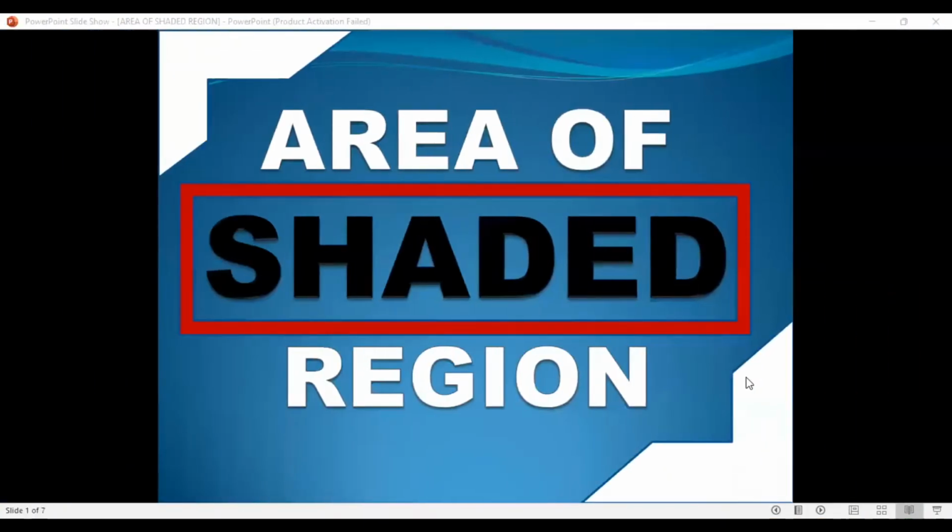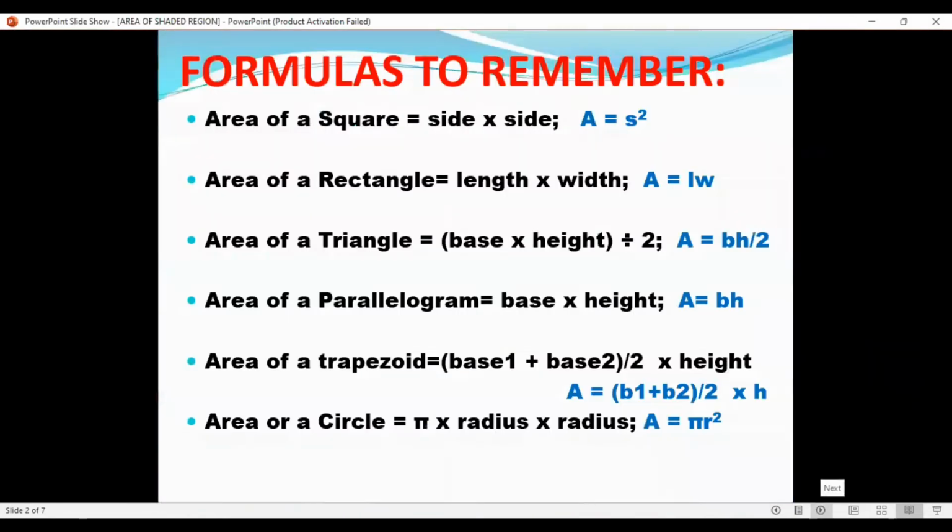How do we solve for the area of shaded region? Before we go to the details on how we could solve for the area of shaded region, let's first go to the basic formulas that are actually needed, like the area of the square, which is obtained when you multiply the side by itself. So here is the formula.